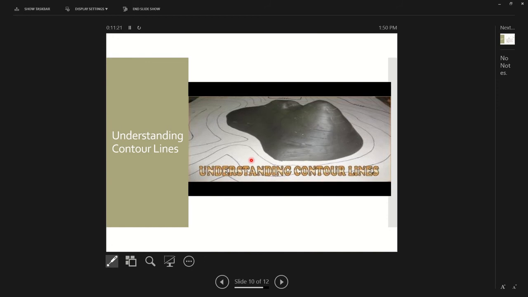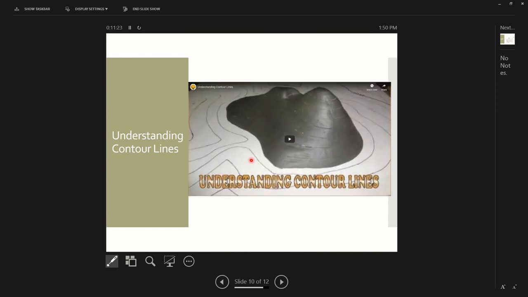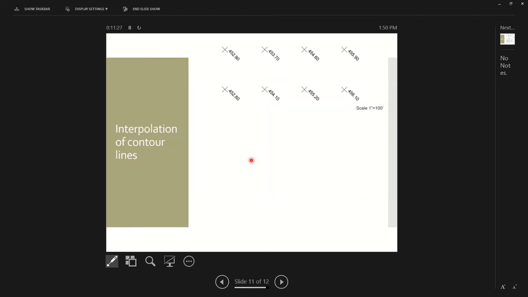Understanding contour lines. This is a video you can watch on your own. I'm not going to play it in here, but it is something that you can watch on your own. Now that we know about contours, we're going to work on interpolation, so that you know how to tackle that assignment. Through interpolation, there is a small interpolation formula that I threw together here.